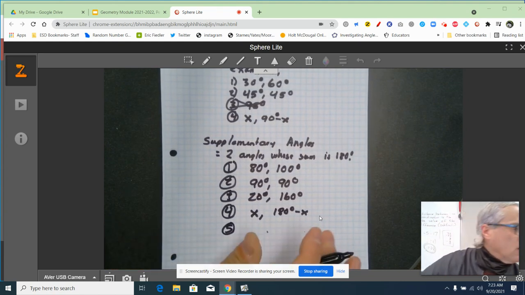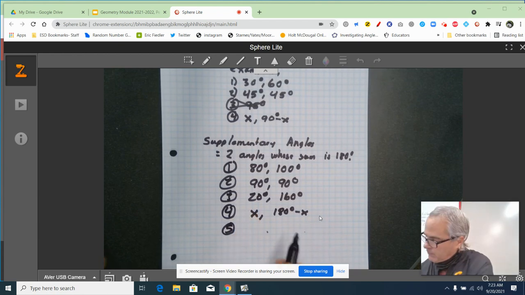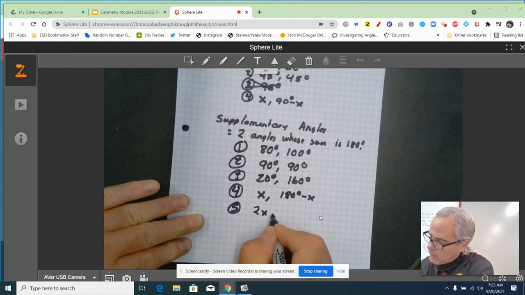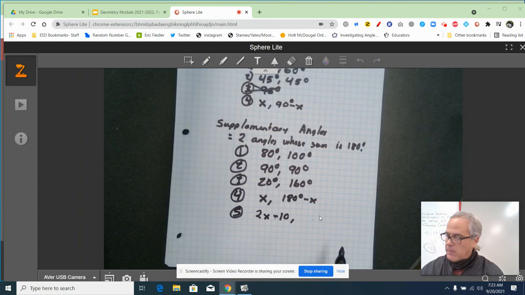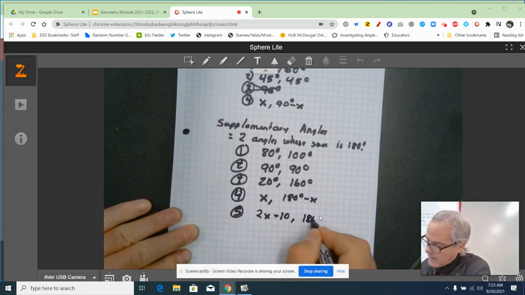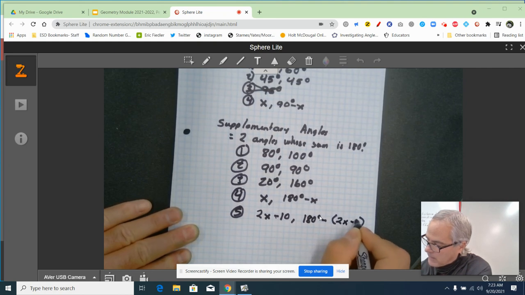I think this is one that we get out of the book. For example, what if we had something complicated like 2x minus 10? What would be the supplement angle of 2x minus 10? We'll do the same thing, 180 minus, but now we have two terms in here. How do I subtract two terms? You put them in parentheses. See what I mean? This is what makes this one very complicated.